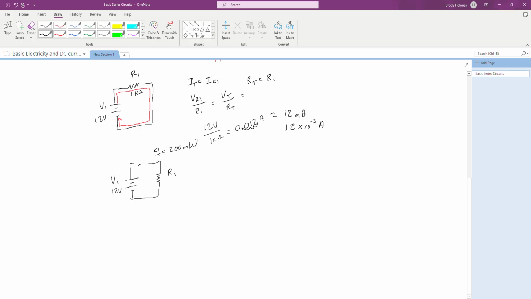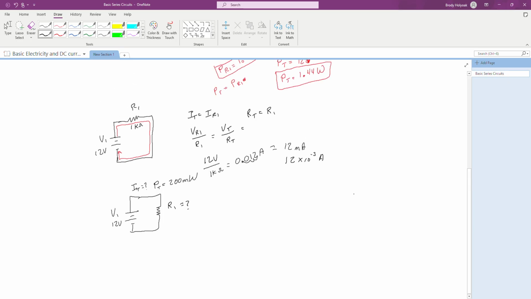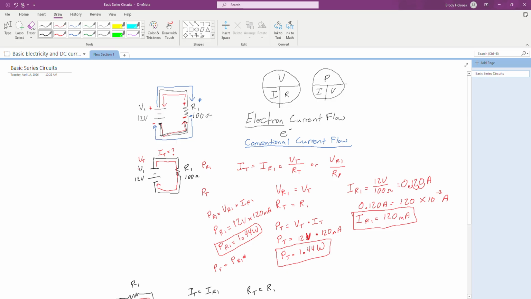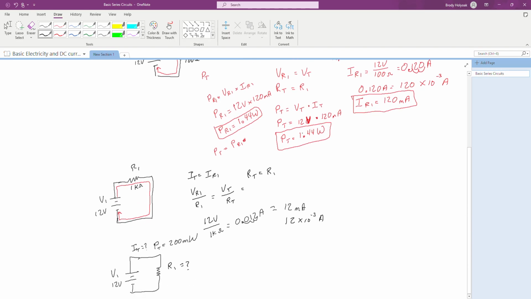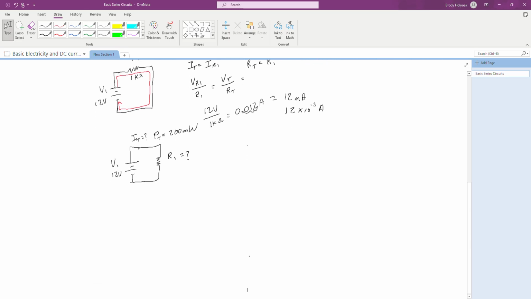So we've got to figure out what R1's value is. We also need to find out what our current is. So we've got current total and we've got resistance R1, or resistance total, because it's a single resistor circuit. So if we go through and look, I can solve for current total really easy. I just go back up and use my formulas. So if I have power and voltage, I can solve for current. Here I don't have that, but I can do some conversions to be able to find it.